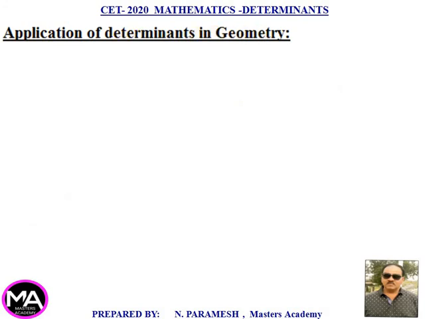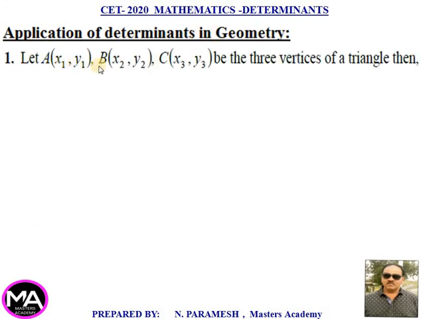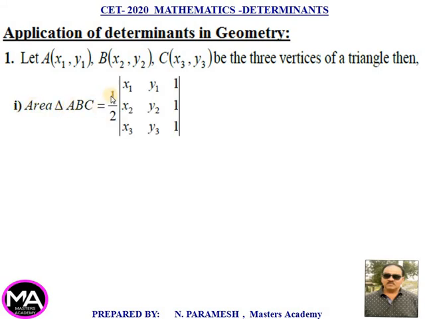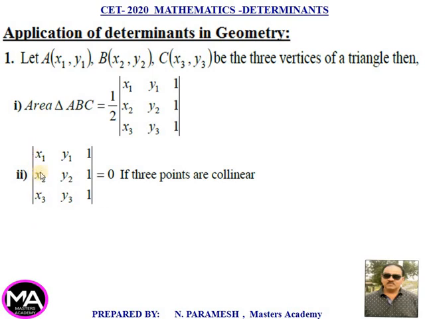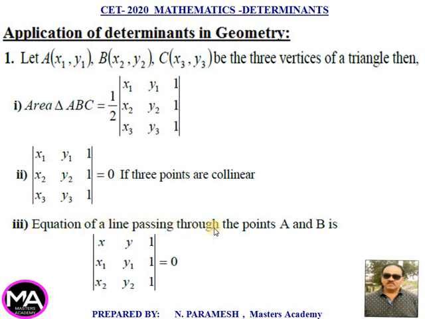Application of determinants in geometry. First point, let A of x1, y1, B of x2, y2, C of x3, y3 be the three vertices of a triangle. Then, subdivision, first point, area of triangle ABC is equal to 1 by 2 determinant, first row x1, y1, 1, second row x2, y2, 1, third row x3, y3, 1. Subdivision, second point, determinant first row x1, y1, 1, second row x2, y2, 1, third row x3, y3, 1 is equal to 0 if the 3 points are collinear. Third point, equation of a line passing through the points A and B is determinant first row x, y, 1, second row x1, y1, 1, third row x2, y2, 1 is equal to 0.